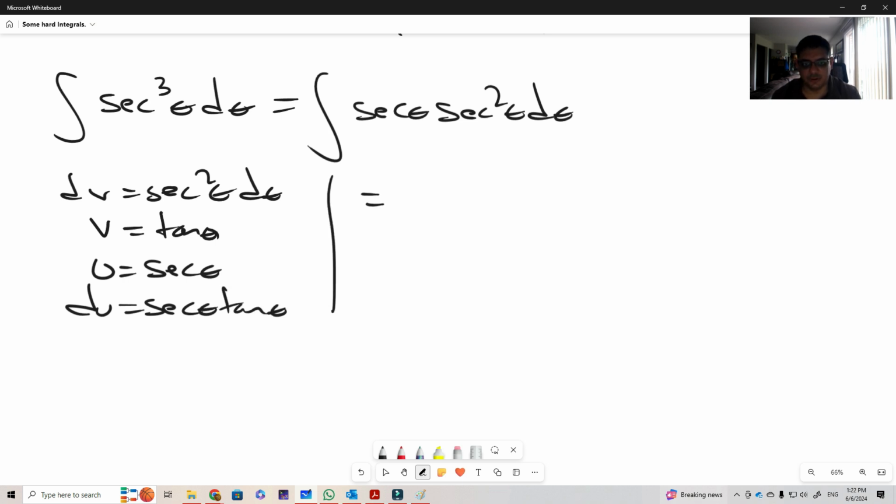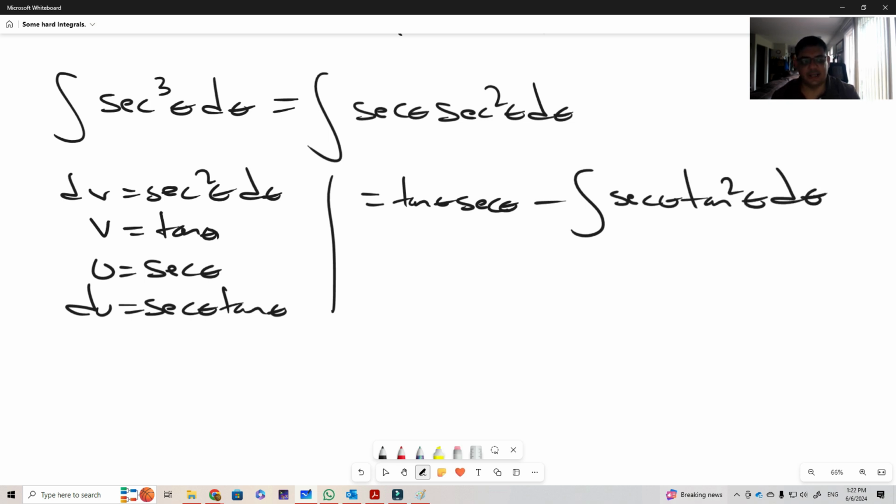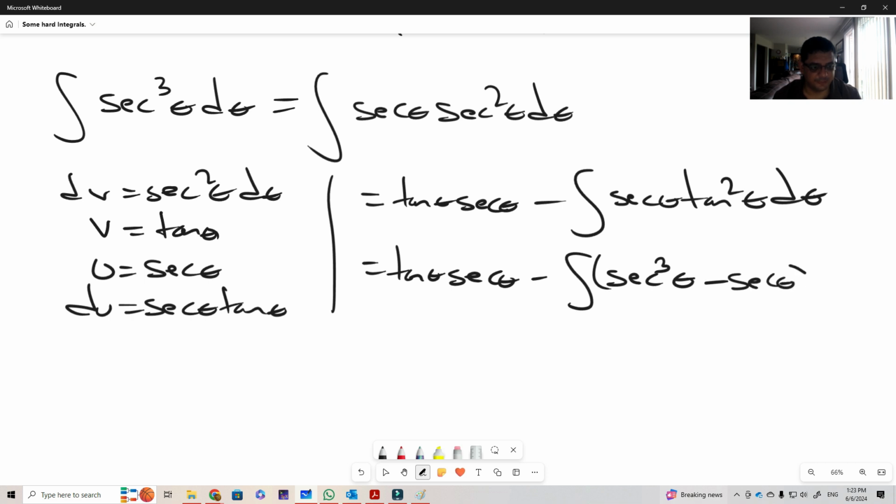Now, because I do this substitution, the integral of secant cubed becomes u times v, which is tangent of theta times secant of theta, minus the integral of v du, which is secant of theta tangent squared of theta d theta. But now I can transform tangent squared into secant squared minus 1. And so this becomes secant cubed of theta minus secant of theta. Remember, tangent squared is secant squared minus 1, so multiplying by secant, it becomes secant cubed minus secant.